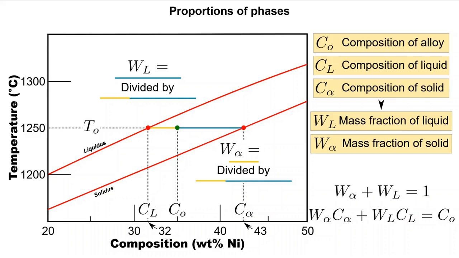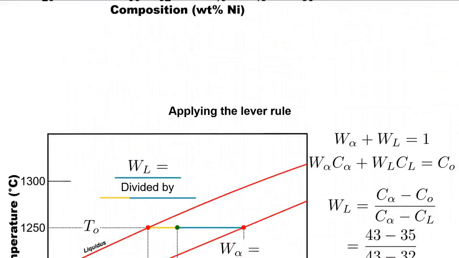For the mass fraction of liquid, it's the difference between C alpha and C naught divided by the difference between C alpha and C L, and the mass fraction of solid would be 1 minus this. Conversely, we could use the mass fraction of solid. It would be the difference between C naught and C L divided by the difference between C alpha and C L. This approach is called the lever rule, and it works for all binary systems, as we shall see.